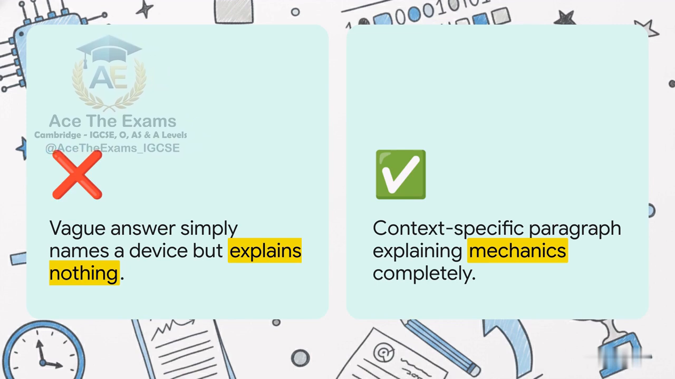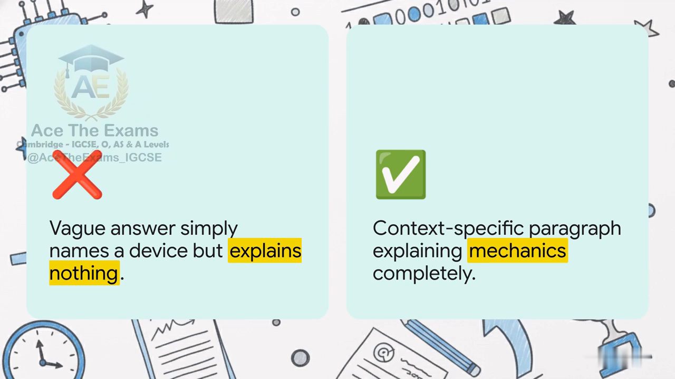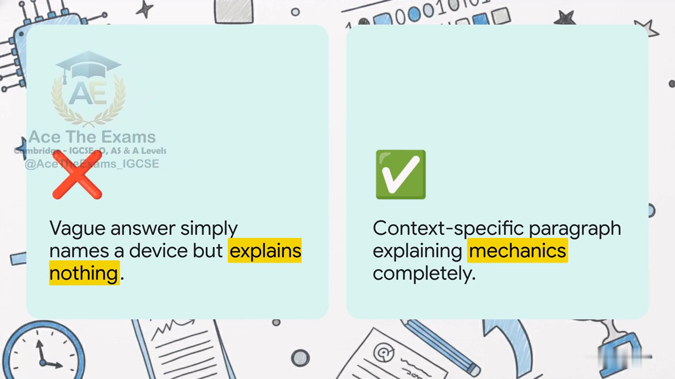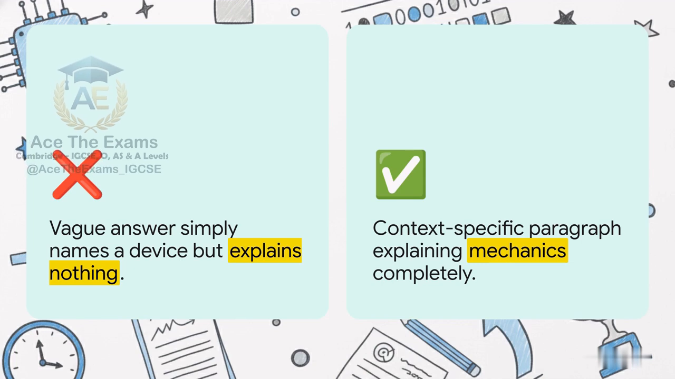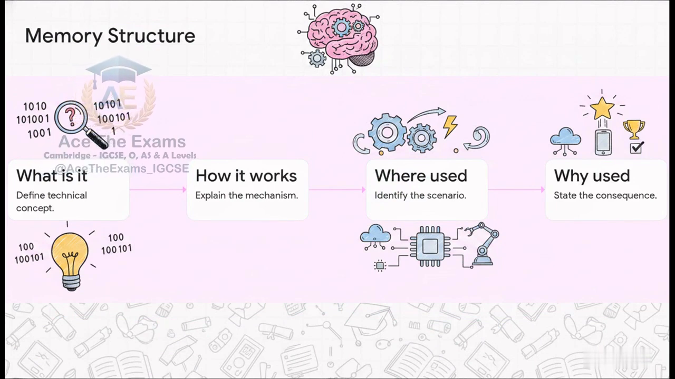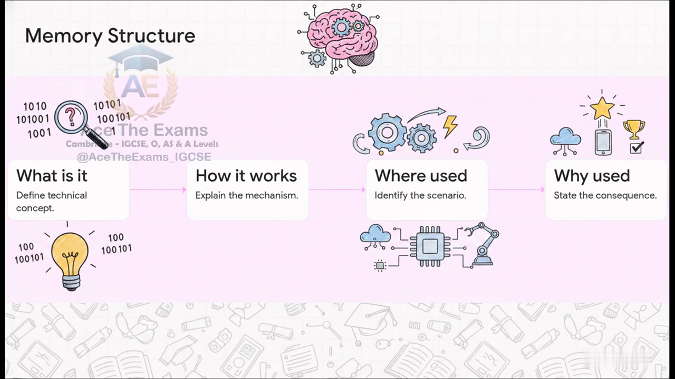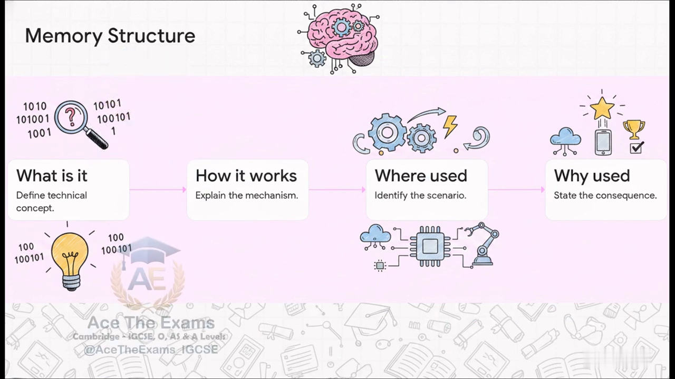Green checks across the entire board. Do you see what we did? We totally rebuilt the answer around the specific retail system scenario, explaining the hidden, underlying mechanics step by step. So how do you practically guarantee that you can execute that kind of transformation live in the exam room when the pressure is on? You do it by internalizing this incredibly reliable 4-step memory structure.